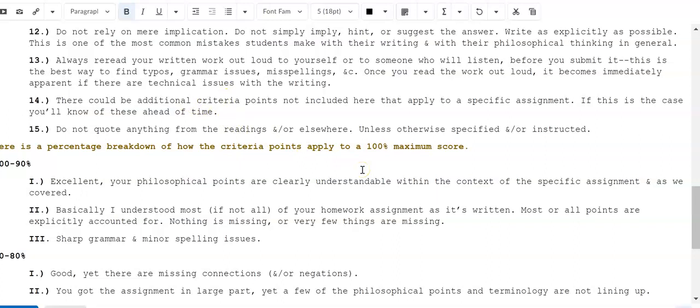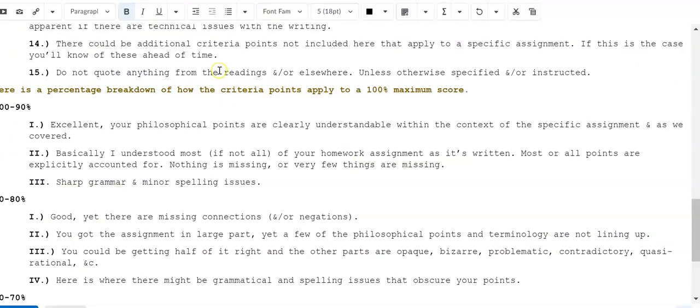14, do not quote anything from the reading unless you are specified or instructed, okay? So that's key. Sometimes students will ask me if you're writing in MLA or Chicago style or APA. Know that I'm not having you cite anything or quote anything, so you don't need to worry about that.